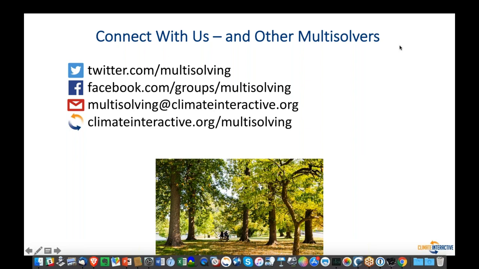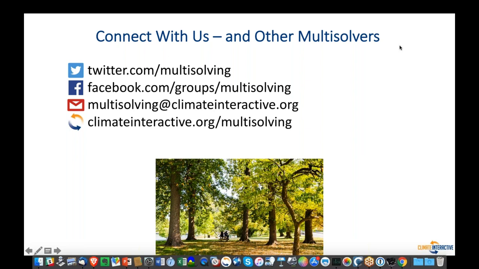Maybe I'm wrong, but we haven't even talked today about the other five petals of the flower that I talked about in the introduction. Imagine people doing the same type of work, but focused on jobs and equity, or on adaptation and resilience. So one vision we have at Climate Interactive, and I'll just plant the seed, be in touch with us if you think this is important, is finding ways to connect multi-solvers with each other.